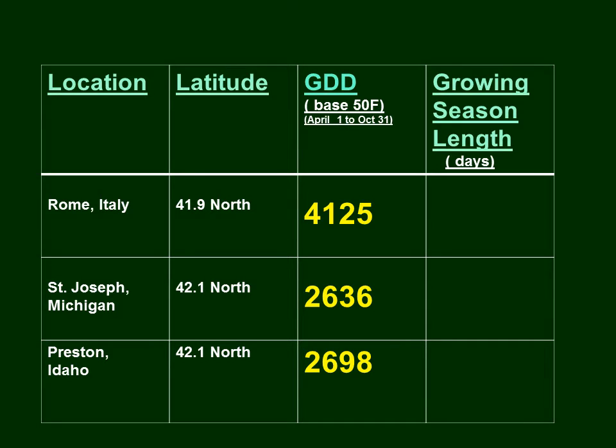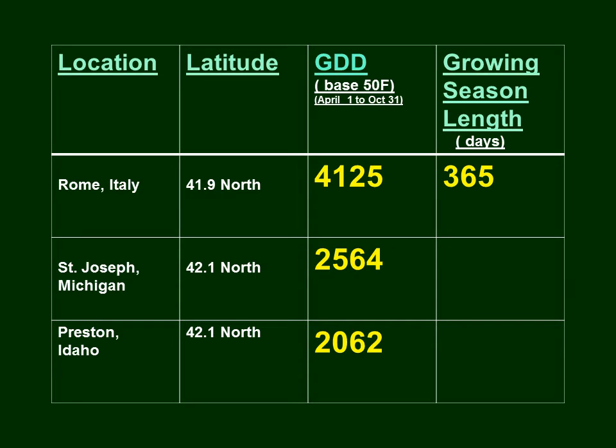Let's look at the growing season length in days for these three locations. I was amazed to find that it never freezes in Rome. I had no idea that they have no days in which the temperature goes below freezing. So, in concept at least, they have a 365-day growing season length. Wow. Talk about the Mediterranean climate and its influence. That's amazing. Same latitude as St. Joseph.